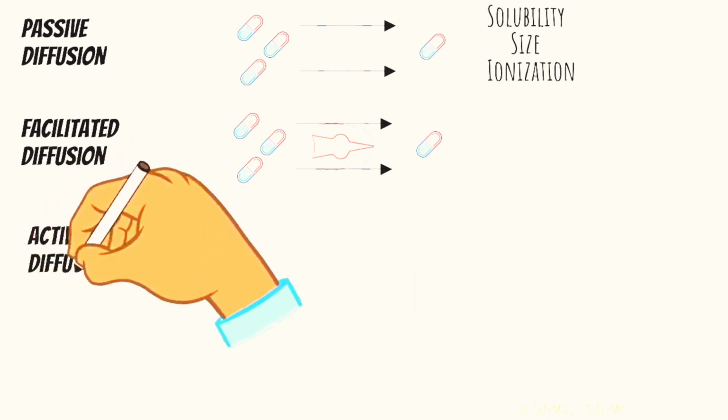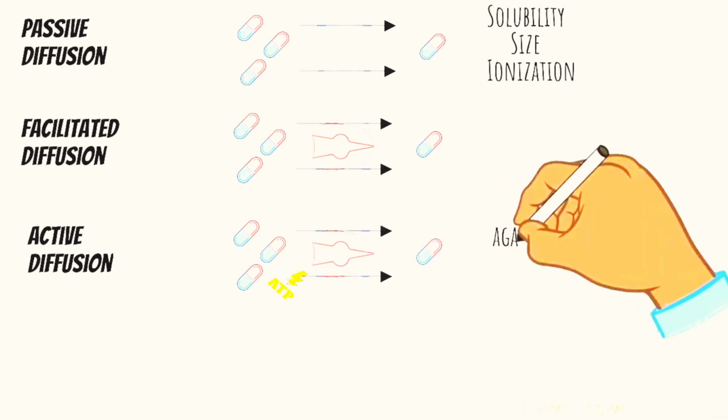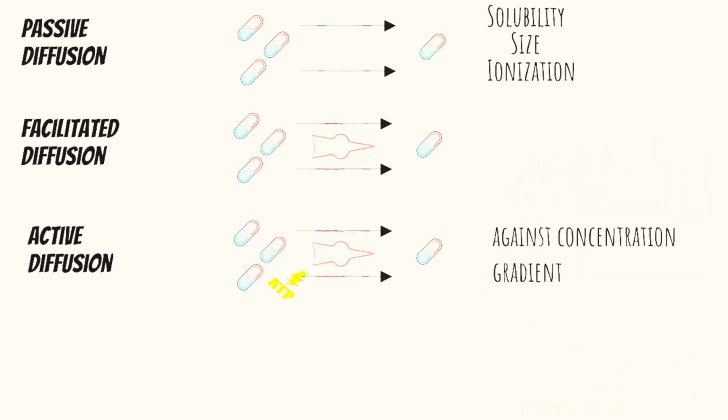Active transport also requires help from a protein on the membrane to move the drugs across, but unlike facilitated diffusion, it requires energy in the form of ATP to do this. This also allows it to go against a concentration gradient, meaning it doesn't only move the drugs from high concentration to low, it can still transport drugs into the blood regardless of the concentration in the blood relative to where the drug is coming from.